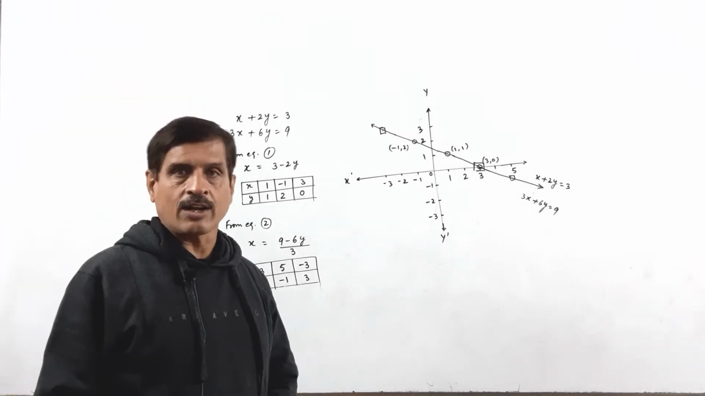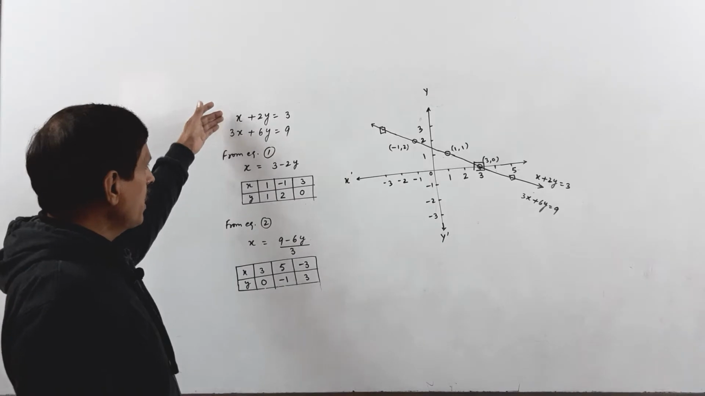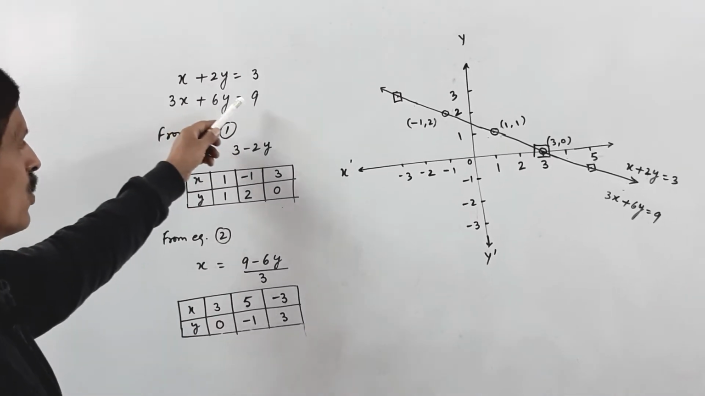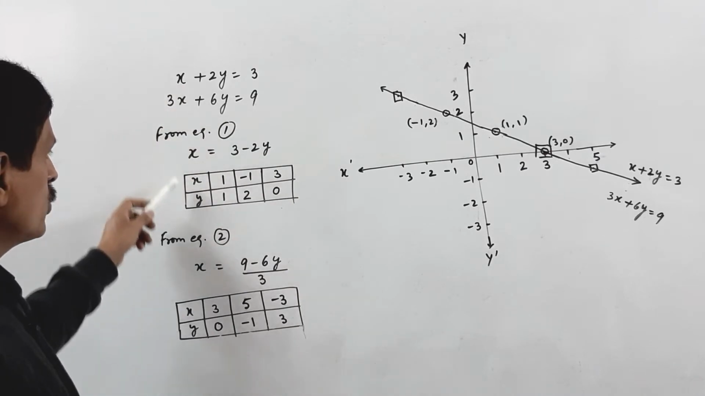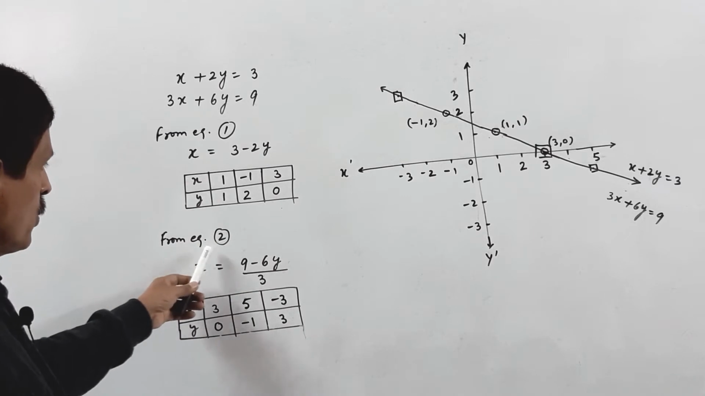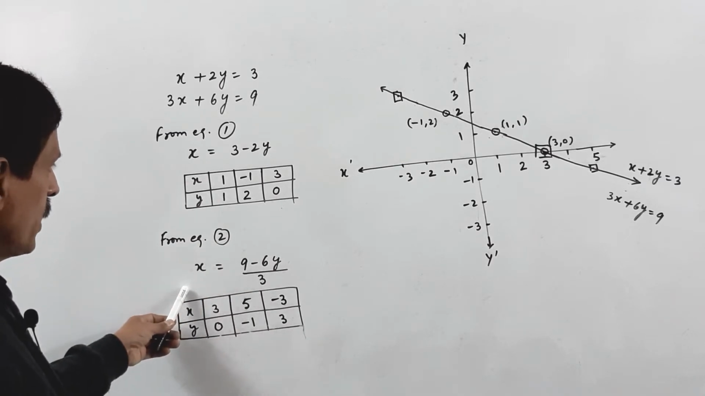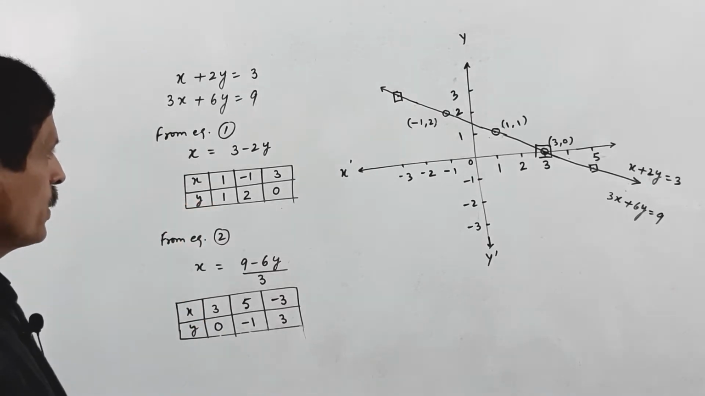Now we consider another example. x plus 2y is equal to 3 and 3x plus 6y is equal to 9. From the first equation, we find its points. From equation 2, we find the points for the equation. Now we place these points on the graph.